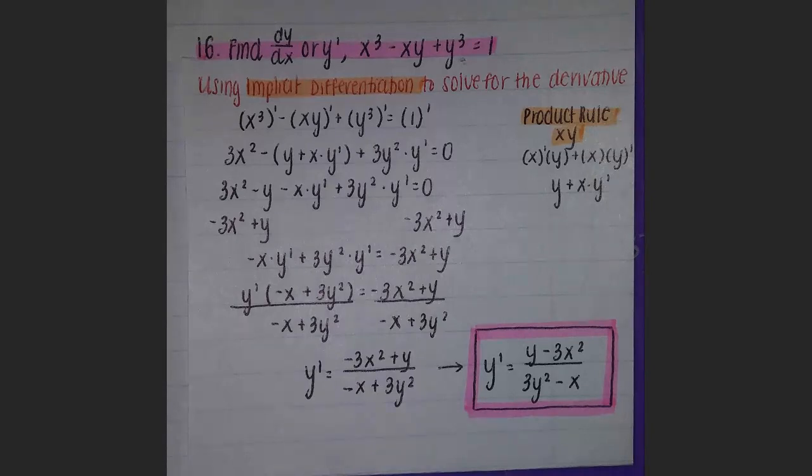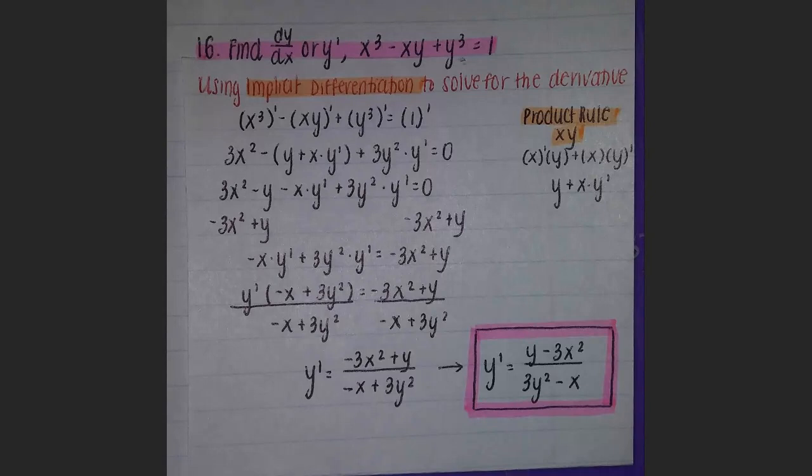So from here, I've tried to solve for the derivative of each expression. So it would be 3x squared minus y plus x times y prime. And I use the product rule to find the derivative of x times y, plus 3y squared times y prime equals 0. From there, I subtracted 3x squared plus y and moved it to the other side so that I could separate the terms containing y prime on one end and the other terms on the other.